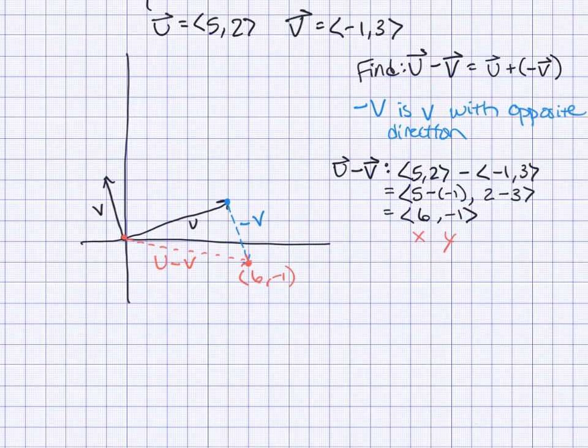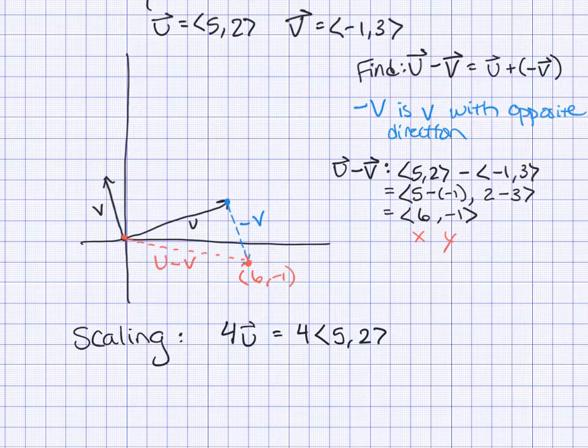So what if I wanted to do, let's see, is this still in black? This is in red. Okay. Really quick scaling. What if I wanted to do 4u? So 4 vector u, what would that be? Well, that would essentially be 4 times our vector (5, 2). All I'm going to do is take that 4 and distribute it to my x and y values, giving it that scaling. And this becomes (20, 8). That is it. That's all you have to do for scaling.